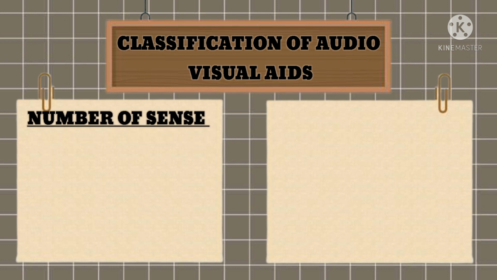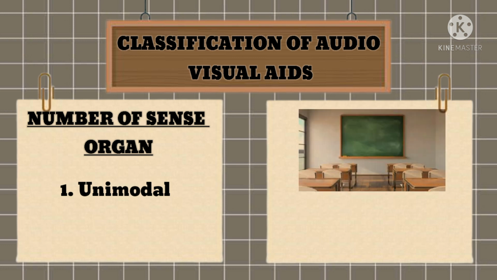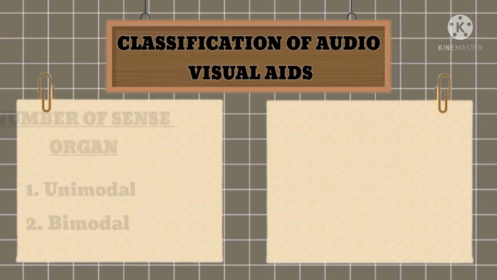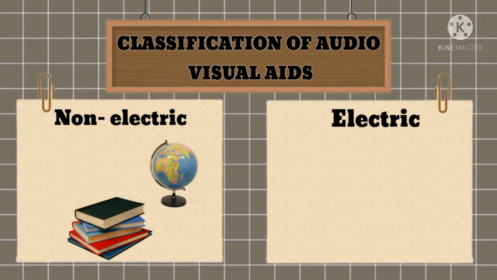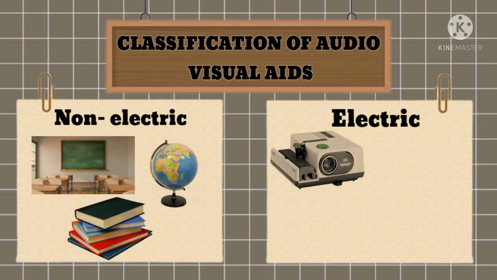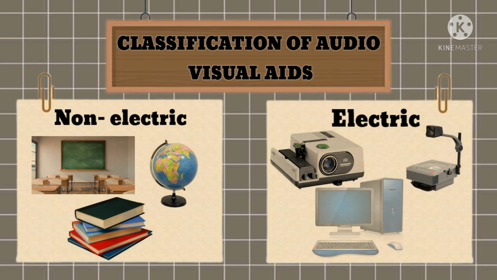We can also classify based on the number of sense organs. First is the unimodal, from the word uni, which means only one sense is being used, like the earphone that uses our ears. Next is the bimodal that uses the visual and auditory aids. Audio-visual aids can be classified as non-electric and electric. Under non-electric, we have books, models, and classroom. On the other hand, we have overhead projector, projectors, computers, and others.